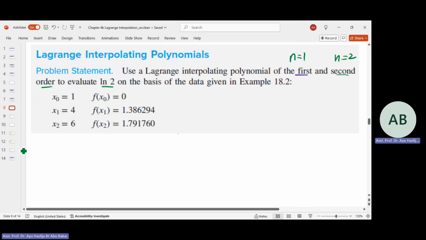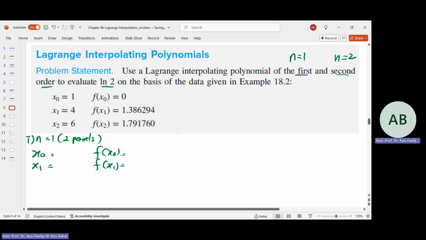Okay, so we do one by one. First is n equals 1. n equals 1, how many data points? 2, right? So it involves 2 points, which is x0 and x1, f(x0), f(x1).